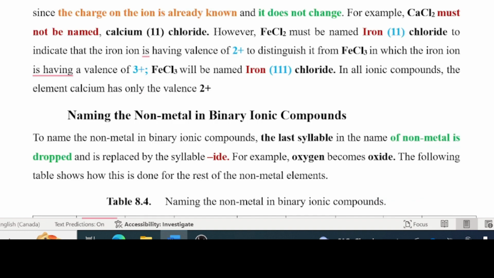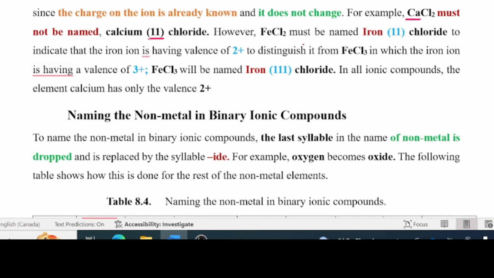If you have this compound here, you'll have to decide whether or not this is standard or multivalent, right? You know that this calcium here is in group 2A of the periodic table. You can't call it calcium 2 because it would be redundant to say calcium 2, because there is no calcium 1 or calcium 2.